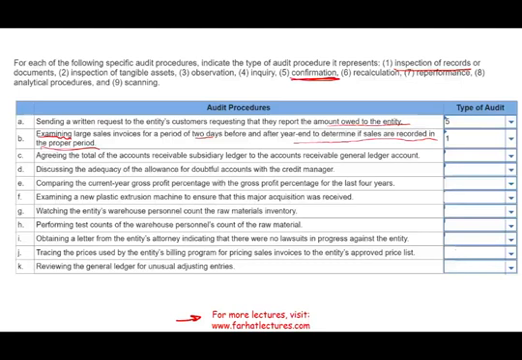And you do inspect a lot of documents. Sometimes that inspection could be done on a computer. You're looking at the computer rather than a physical invoice. But the point is, when you examine something, it's a form of inspection.